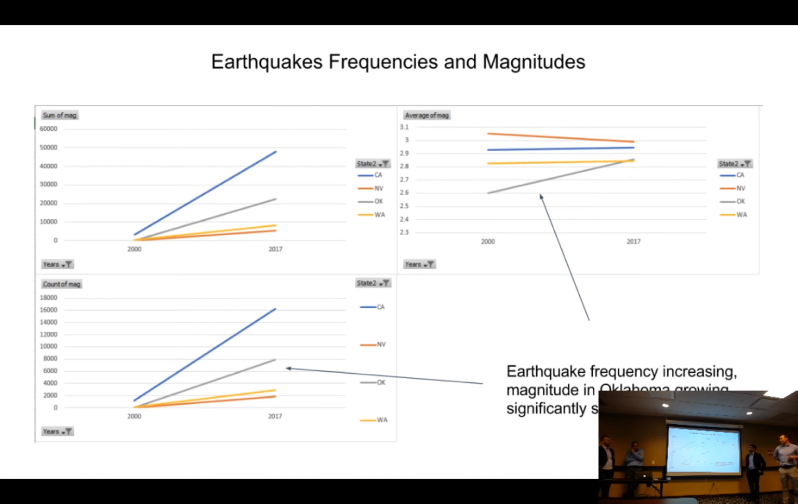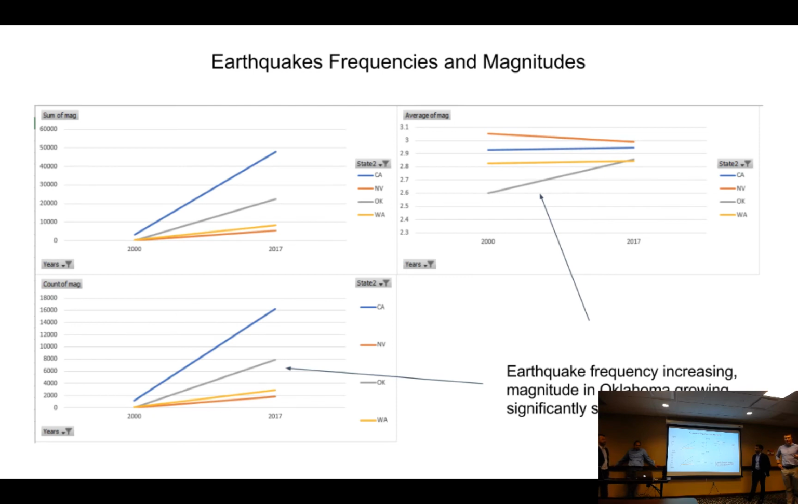Now, John's right that over a long enough period of time, the earthquakes do average out. What I started looking at was 2000 to 2017, more importantly the average of magnitude and the count of the earthquakes per year. These are in the states California, Nevada, Oklahoma, and Washington. And Oklahoma stood out as an outlier whenever we were exploring it.